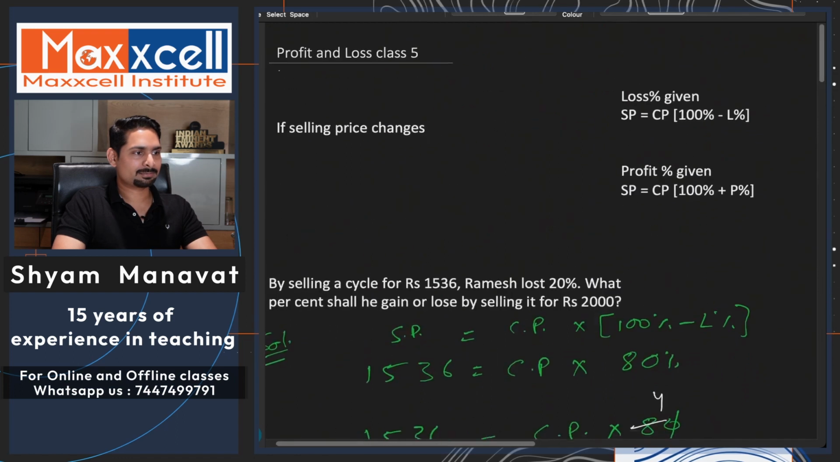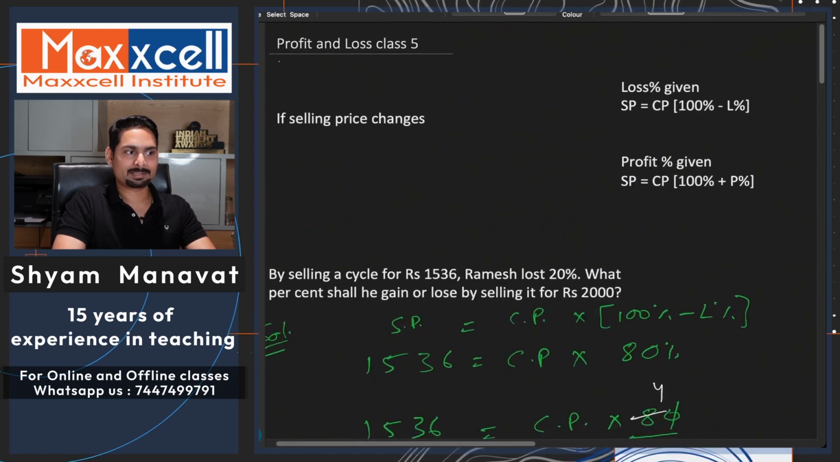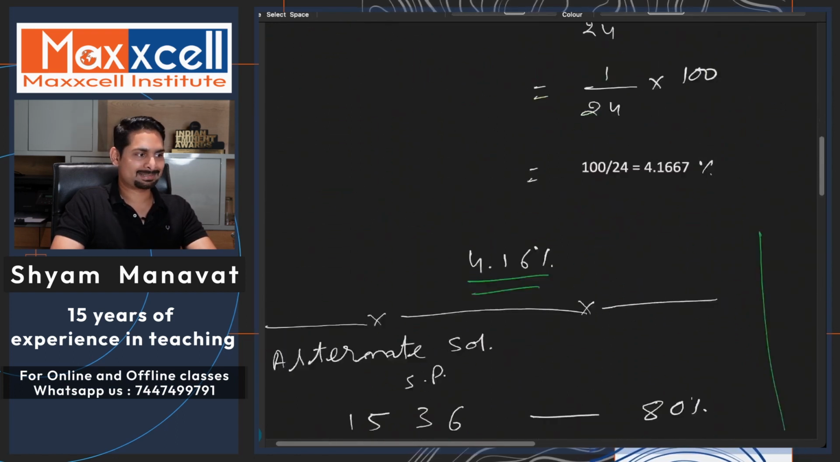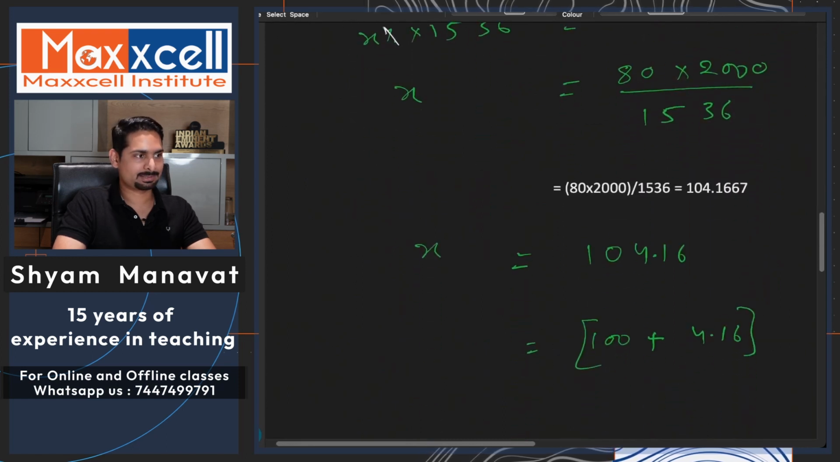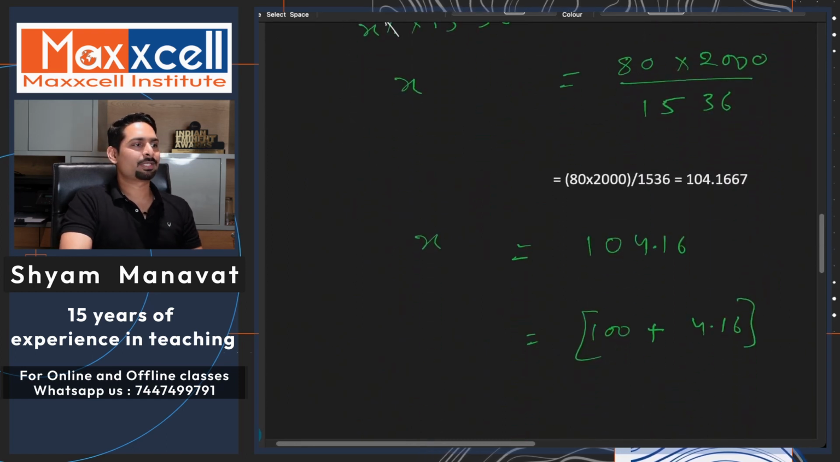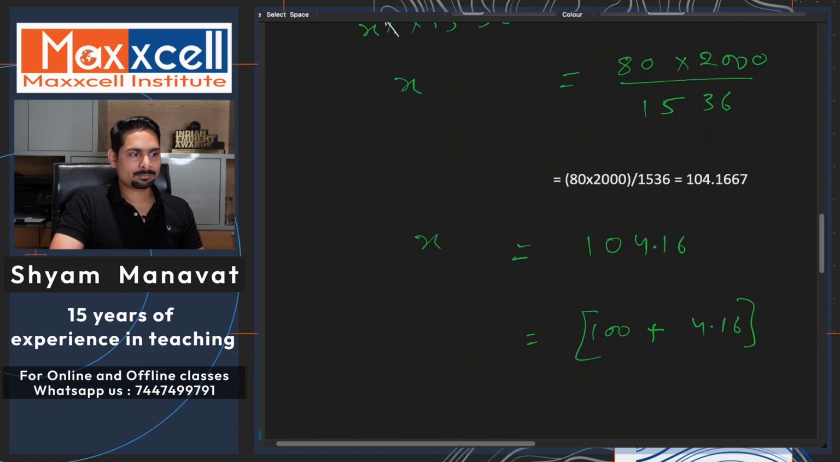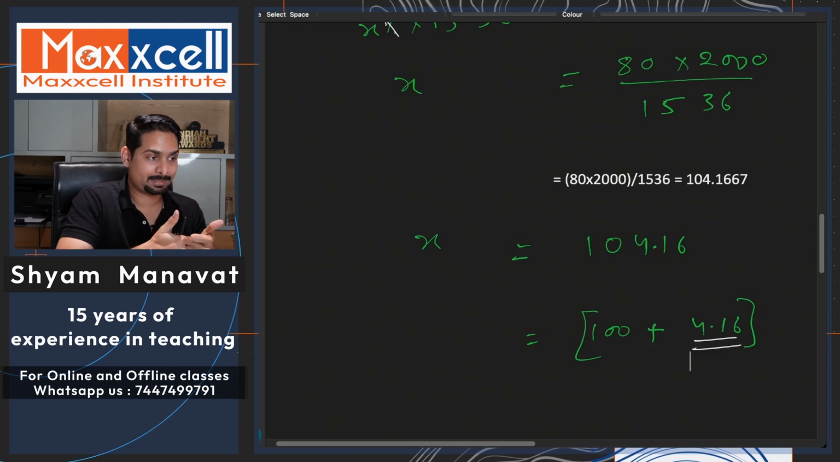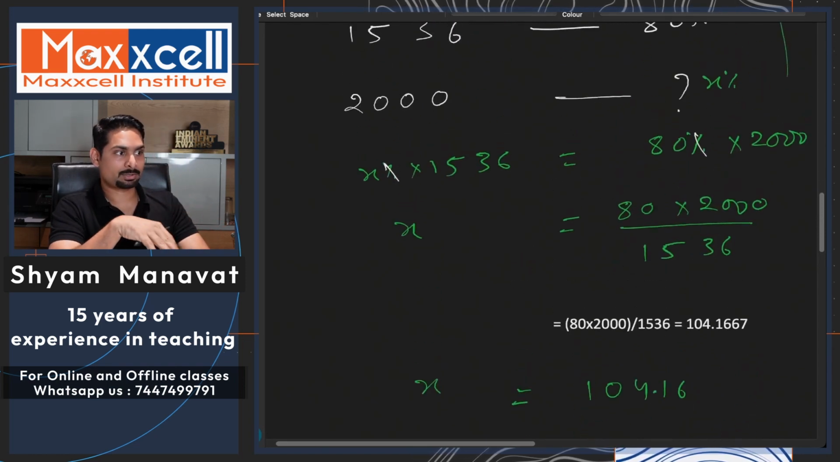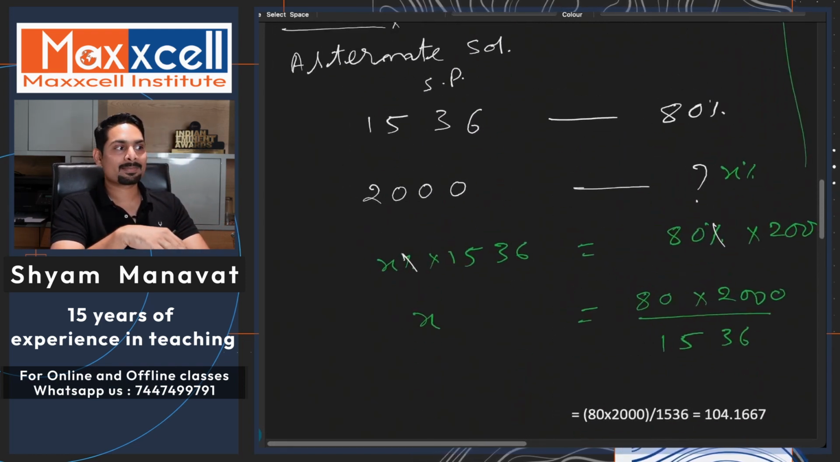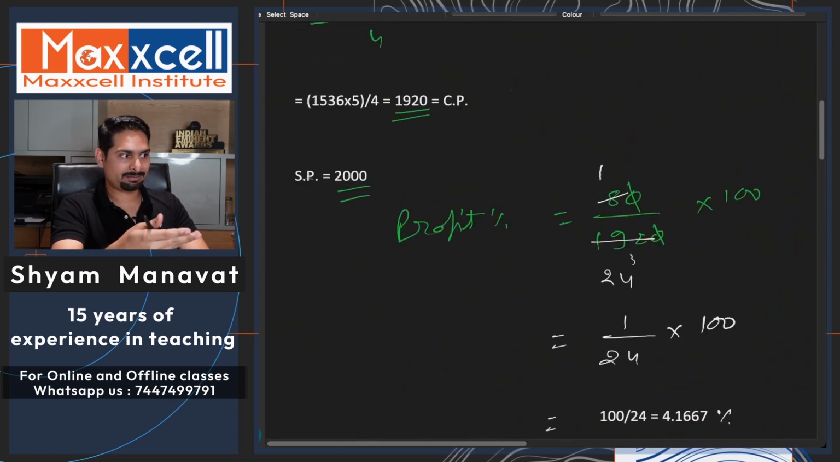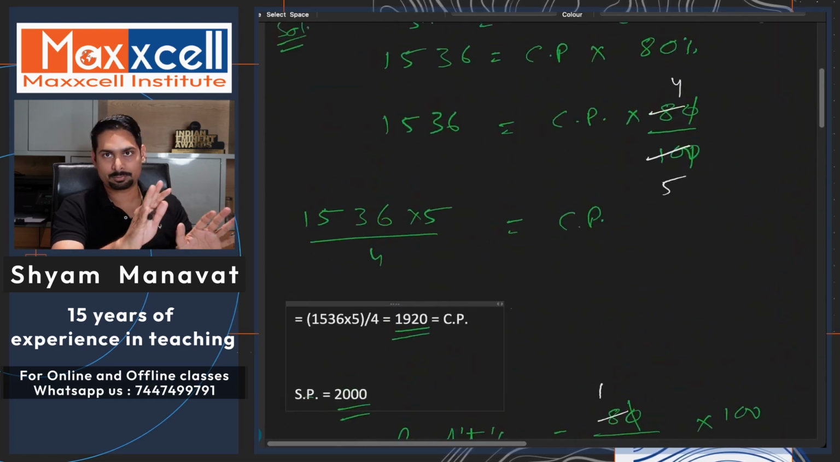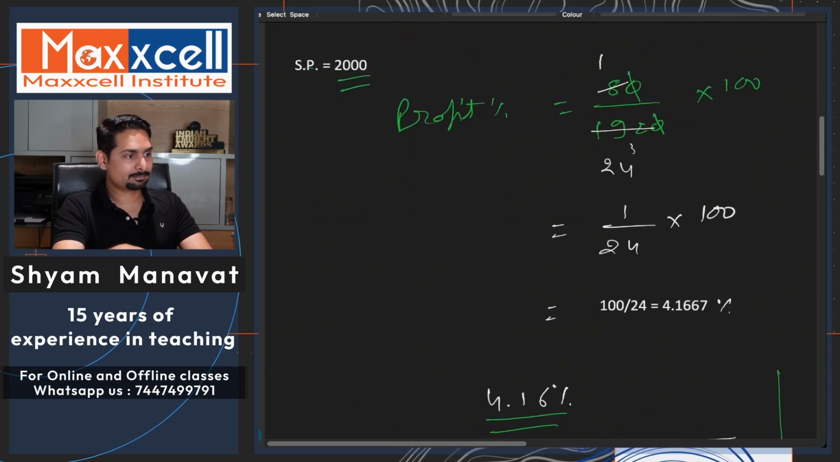Why 100 plus? You can see here, if there is a profit, we say 100% plus p percent, and x is nothing but percentage in terms of percentage, right? So here I can say there is a profit of 4.16%. If you are understanding this well, this will be a little shorter. You have fewer steps. If you're fine with the previous calculation, you can go with that. But try to understand.